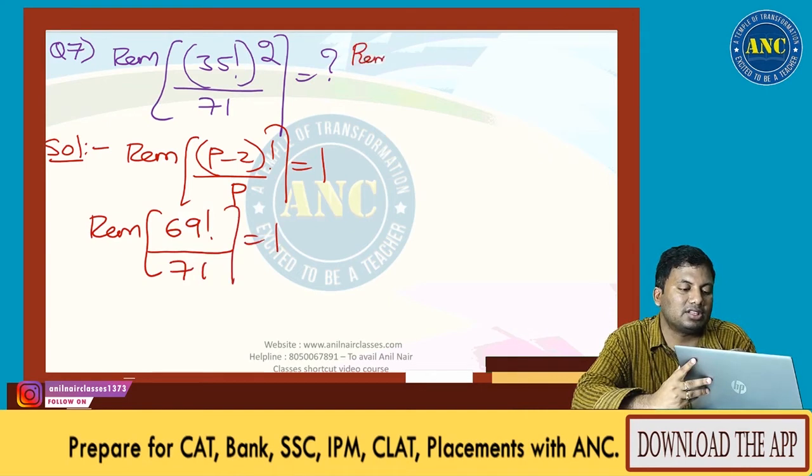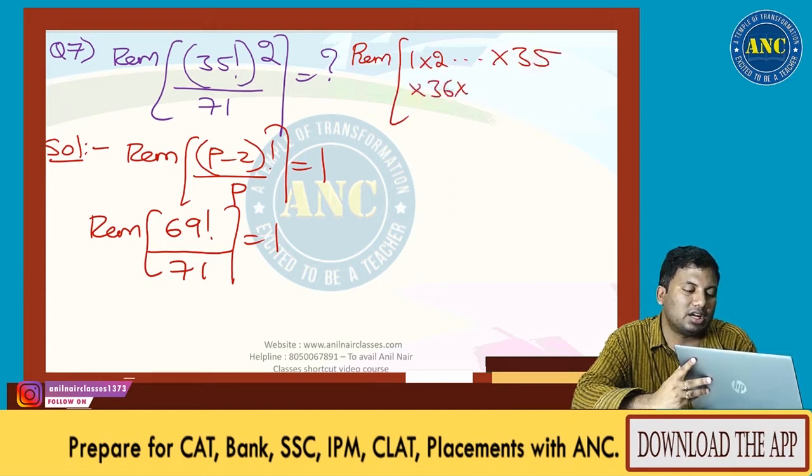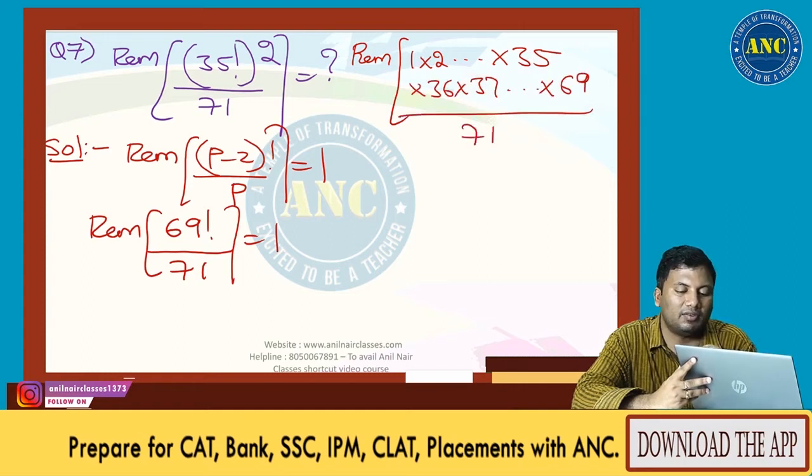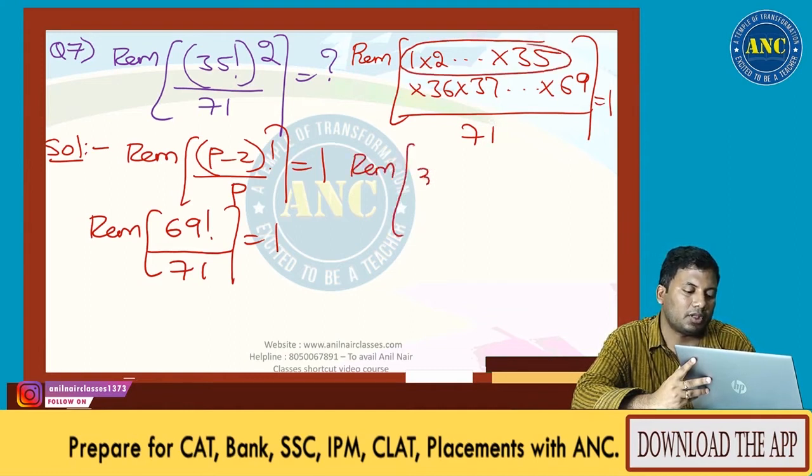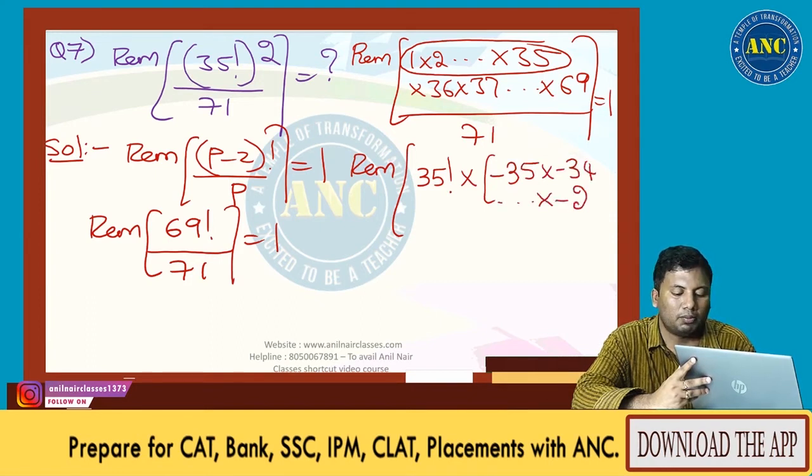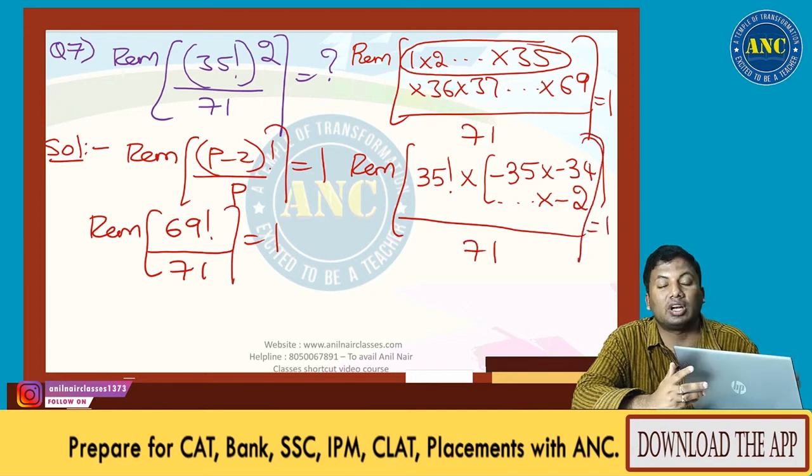69 factorial is nothing but 1 into 2 into 3 till 35, into 36, 37 and so on up to 69, when divided by 71 is 1. 1 into 2 till 35 is 35 factorial. 36 divided by 71 is minus 35, minus 34, and so on up to minus 2 divided by 71, is always 1. 2 to 35.